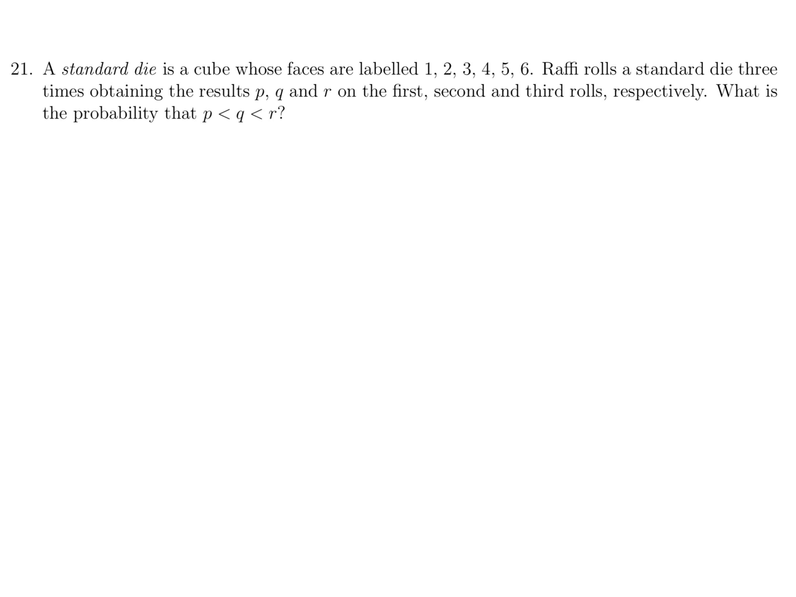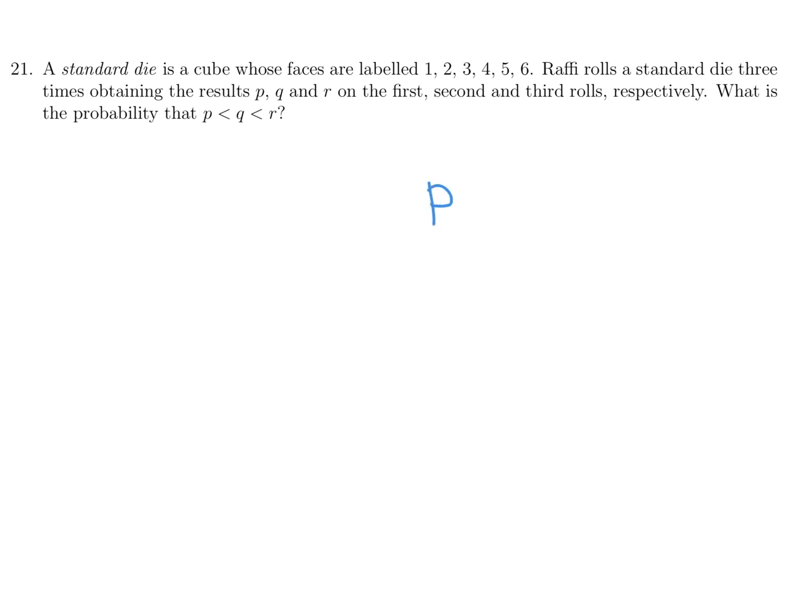A standard die is a cube whose faces are labeled 1 through 6. Raffi rolls a standard die 3 times, obtaining the results P, Q, and R on the first, second, and third rolls, respectively. What is the probability that P is less than Q is less than R?